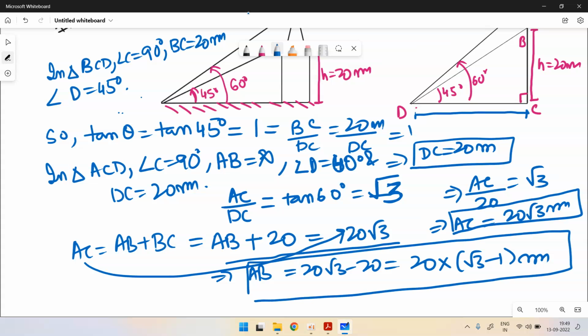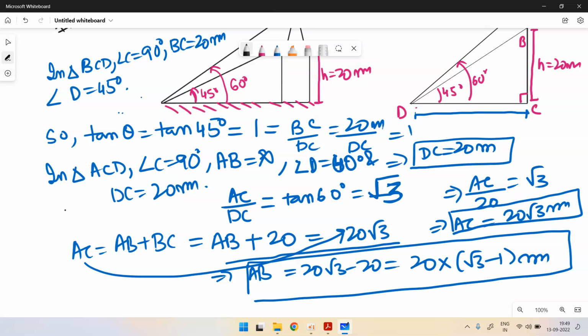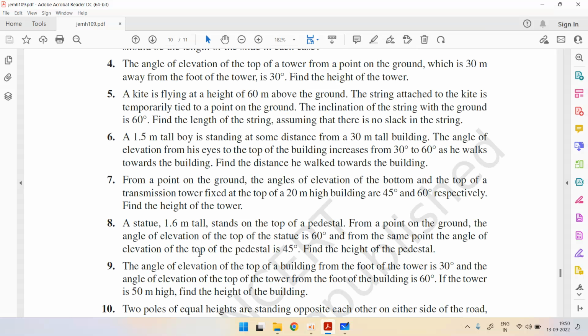The next is question number 8. What question number 8 says is that a statue of 1.6 meters tall stands on the top of a pedestal. This pedestal must be having some height. From a point on the ground, the angle of elevation to the top of the statue is 60 degrees, and from the same point, the angle of elevation to the top of the pedestal is 45 degrees. Find the height of the pedestal.